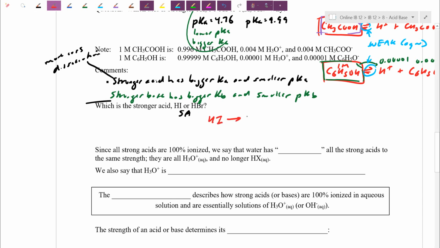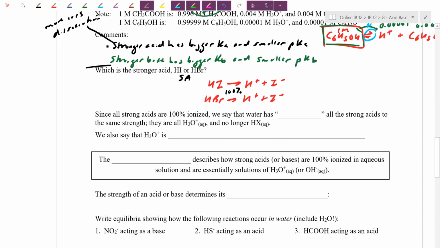Because we're strong, we're one-way arrow, we're going to form H plus and I minus in water. Similarly, here with the HBr, it's going to be a one-way arrow, H plus and Br minus. This time, we're comparing two things that are strong. This is already sort of maximum strength. They're 100% dissociated. They're no longer holding hands anymore. So here we make this conclusion.